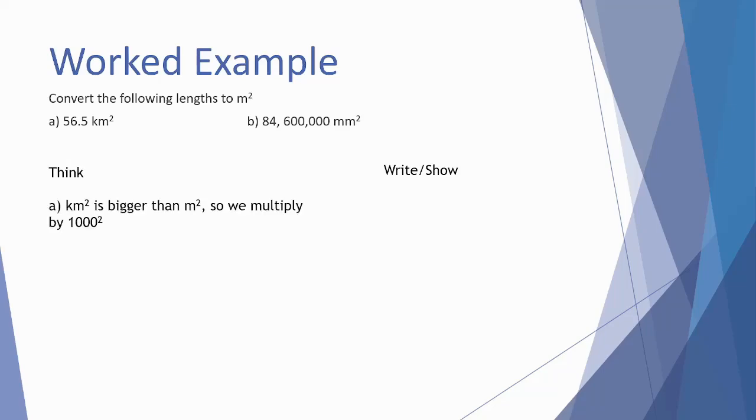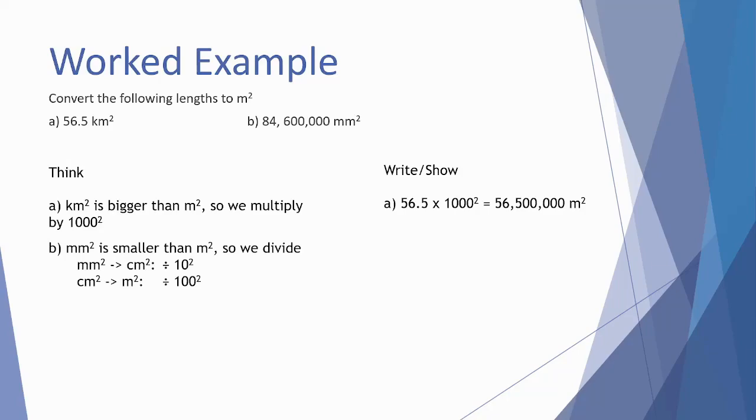We know that kilometers squared are bigger than meters squared. So we're going to multiply by that 1,000 squared. We write down 56.5 times 1,000 squared. Now you can do this in your head, or if you're having trouble, type it in on your calculator, and we work out that that is 56,500,000 meters squared. And again, we've written those units, and we must make sure we don't forget those squared units.